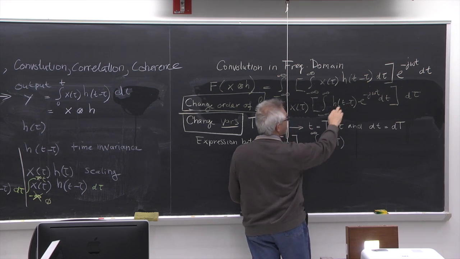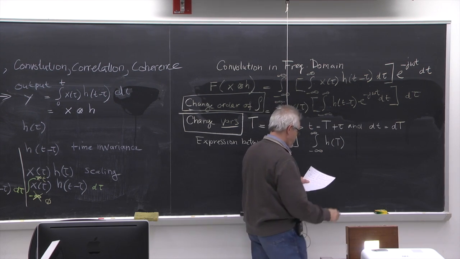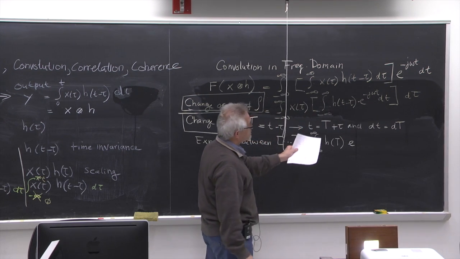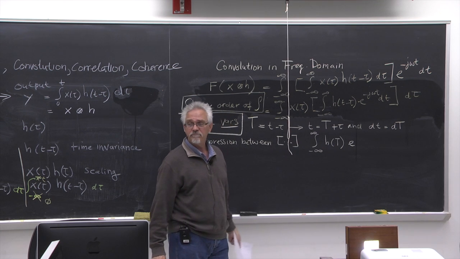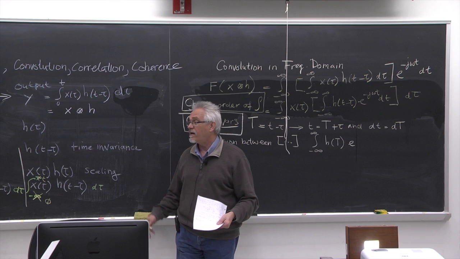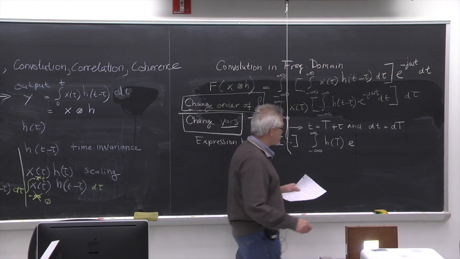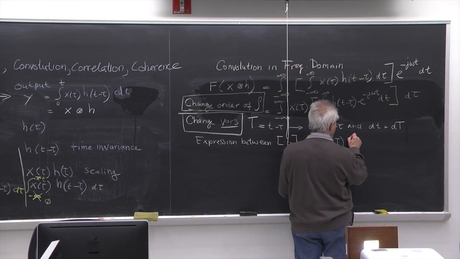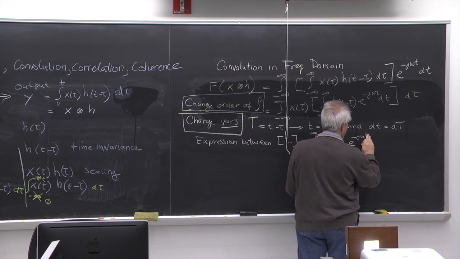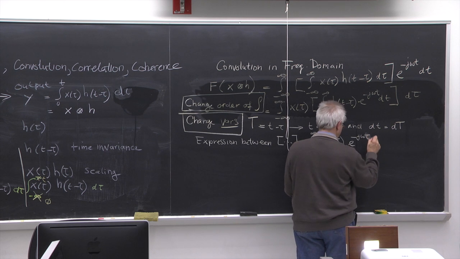That'll give me h capital T, because t minus tau was capital T. Then the exponential is little t, so that I can replace by t plus tau. And if I have t plus tau there, basically I can write it as a product of two exponentials, isn't it? So I can write that as e minus j omega tau.